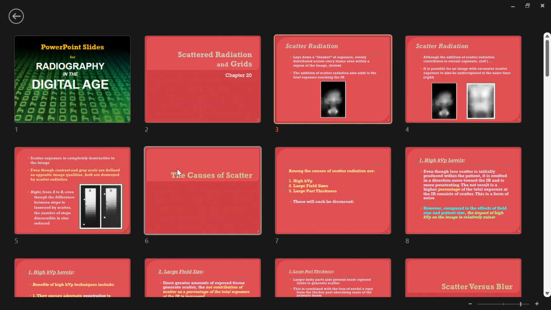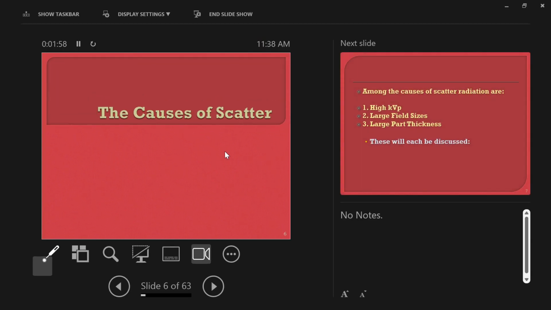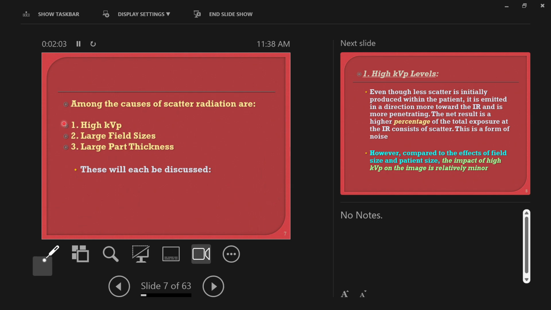So, causes of scatter. I mentioned a few of them. Let's just kind of itemize them here. High kilovoltage. Okay, what's the kilovoltage controlling in the primary beam? Power. How do you mean? I think you got it right, but what do you mean? The push. Yeah, the push, the force. The force for the beam. So higher kilovoltage does what? More power. More beam. Yeah, I think you got onto something.